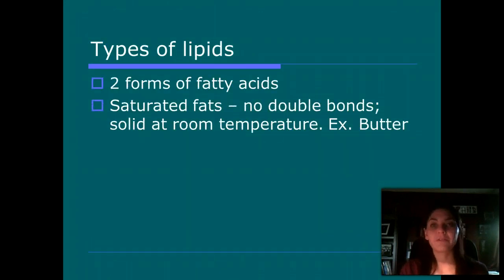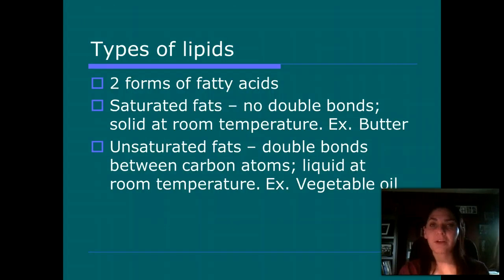There are 2 forms of fatty acids. Saturated fats do not contain any double bonds, and they are completely solid at room temperature. For example, butter and lard. You see the lard in those big buckets, they scrape it out, it's white, really nasty. That's what they use to fry a lot of your foods in. Not very good for you.